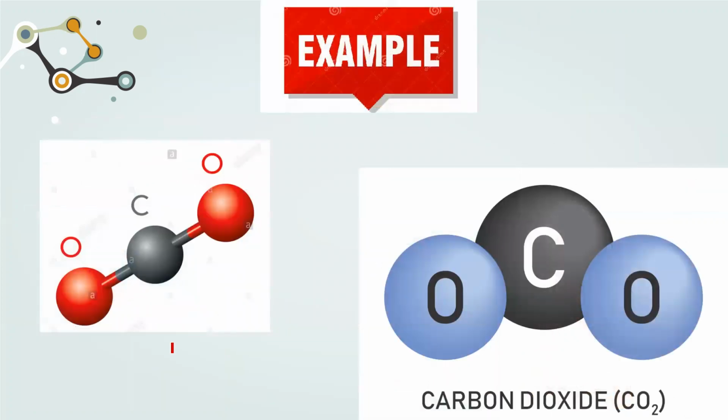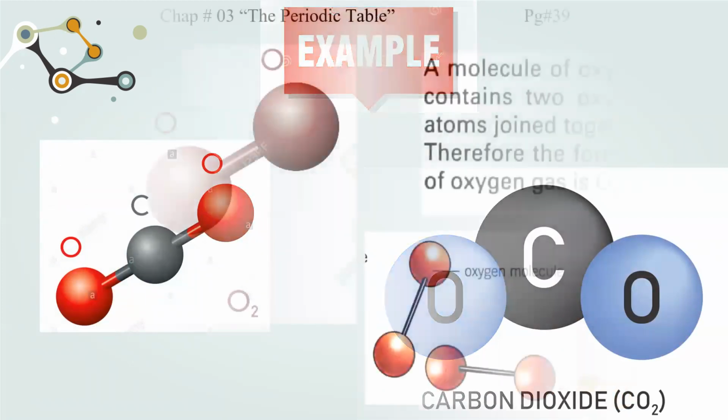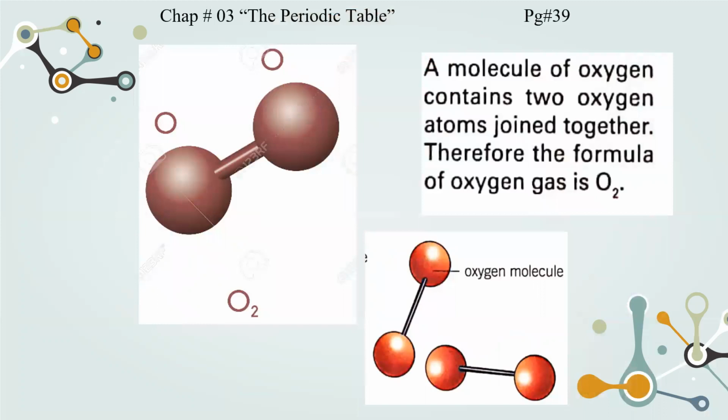These are the examples. You can clearly see here that 1 carbon atom is combined with 2 oxygen atoms, and as a result, carbon dioxide gas is formed. A molecule of oxygen contains 2 oxygen atoms joined together. This is an oxygen atom, this is another oxygen atom. Both of them are joined together chemically, and they form a molecule that is also called O2.